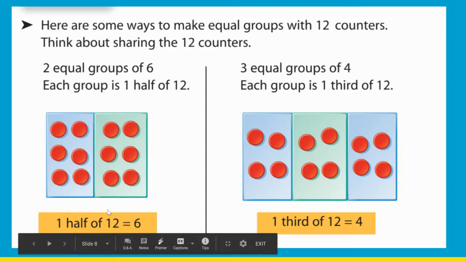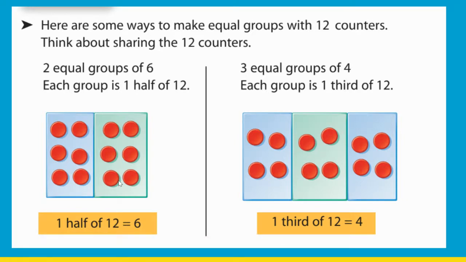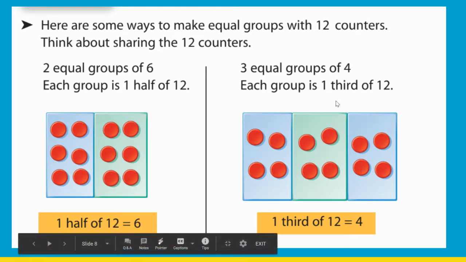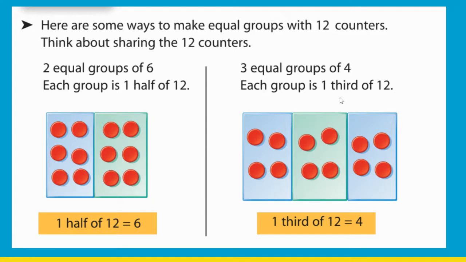So if you were to take the 12 and split it in half in 2 equal groups, each group would have 6. This one is 3 equal groups of 4. Each group is 1/3 of 12. So if you were to put the 12 into 3 equal groups, so 1/3, there's 4 in each. Okay, so this is just splitting them into equal groups. And sometimes it's specific, sometimes it is not.